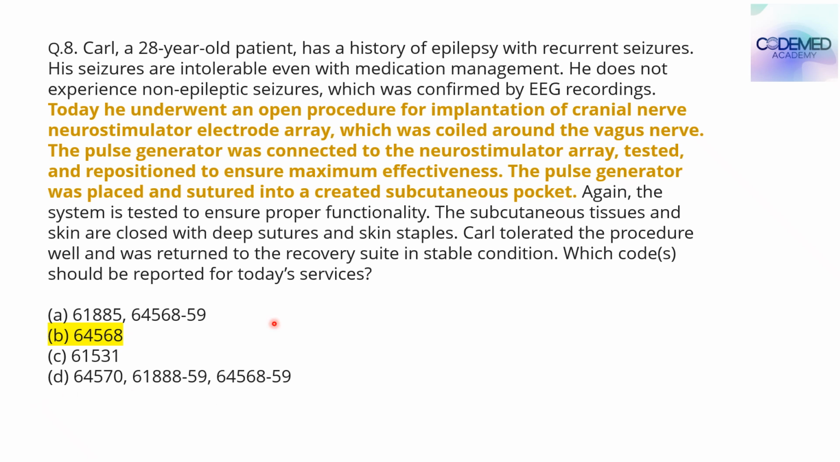And if you see option C, that is 61531, you will see that it is a subdural implantation of the strip electrode through one or more burr or trephine holes for long-term seizure monitoring. So that didn't happen. Whenever we are putting a neurostimulator in the cranial area, we do the burr hole or the trephine surgery. That did not happen. So B is the correct answer.